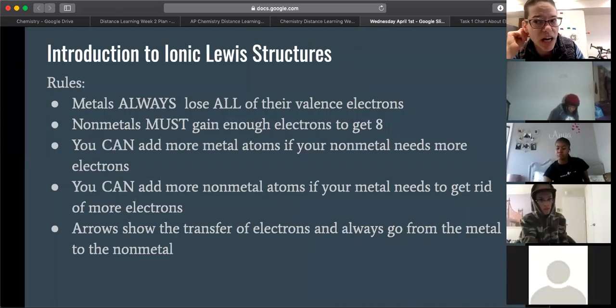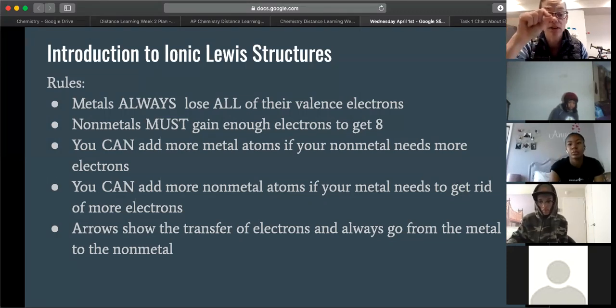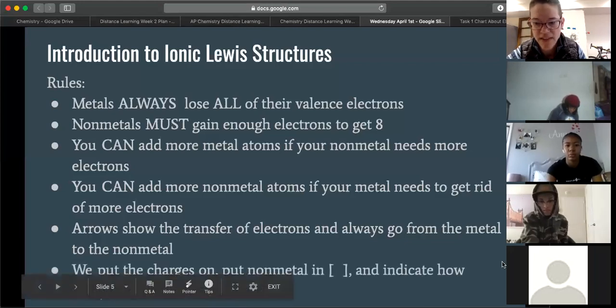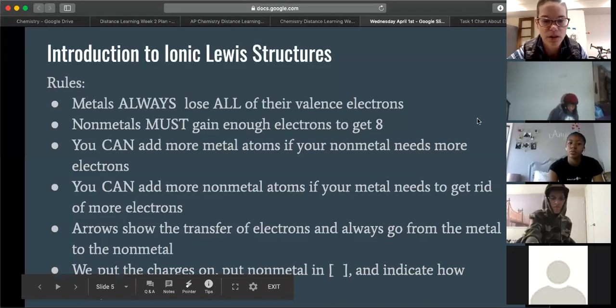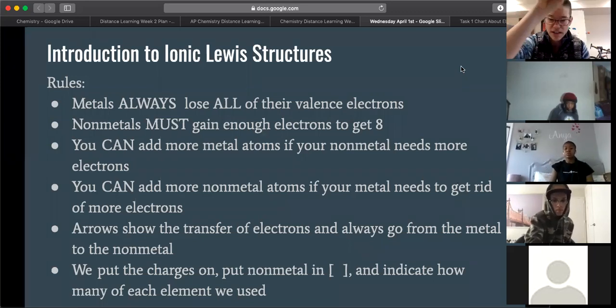Since we're talking about ionic, we're showing transfer. And so we are always drawing an arrow from the electron in the metal to the nonmetal, showing it left the metal and went to the nonmetal. And then the last part, which is actually not quite as important, is putting the charges and the brackets and all that sort of stuff. So I'm more focused on can you draw the things with the arrows? That's the primary focus for today.